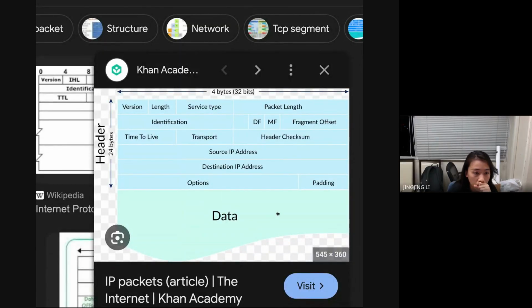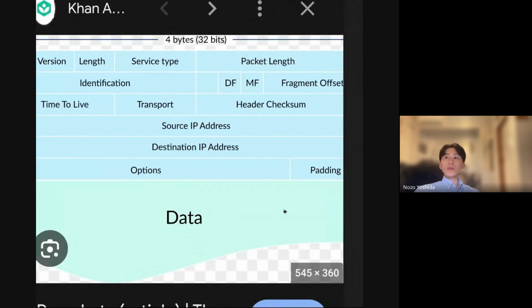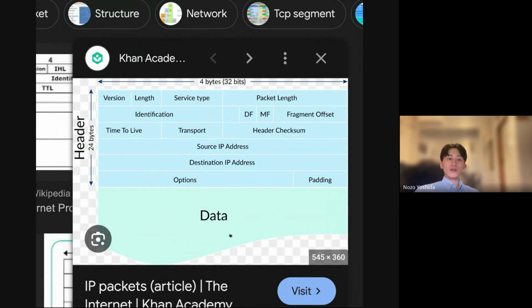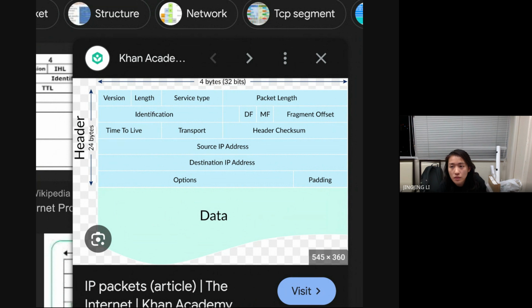This is the inside of the packet. It also includes the data, like the index.html data. That includes a lot of meta information, like the ID, the survival time, the packet length, the source IP address, or the destination IP address. A lot of information is included.